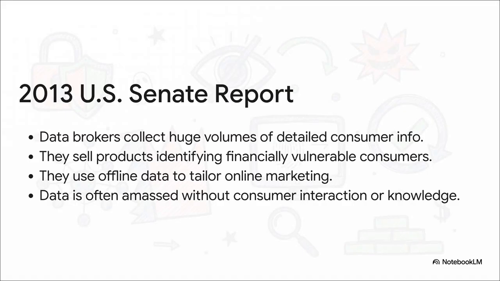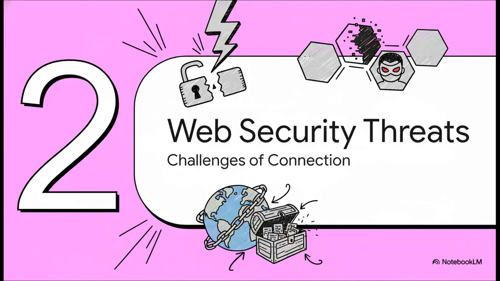And just how far does this go? Well, a U.S. Senate report found some pretty shocking stuff. Data brokers were caught selling lists that specifically identify financially vulnerable people. We're talking about people with bad credit or low incomes. They take your online browsing history and merge it with things like your offline store purchases to build these profiles, all without you ever knowing. This secrecy and the sheer scale of it is exactly why the technical protections we're about to talk about are so incredibly important.